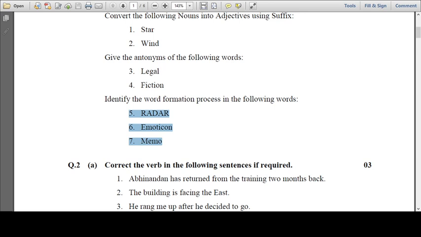Radar, radio detection and ranging. Your answer is right, but which kind of word formation? Okay, I am giving it. Okay, Face Khatri, your answer is right. Acronym. Now next one is emoticon and memo. Okay, I am giving you a hint. It will be from acronym, compounding, clipping, and blending. Now you just give me the answer. What will be the word formation process of the first one, emoticon?